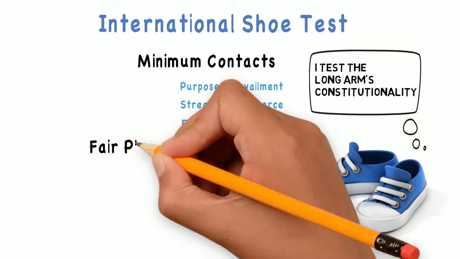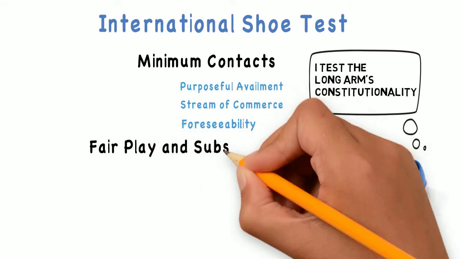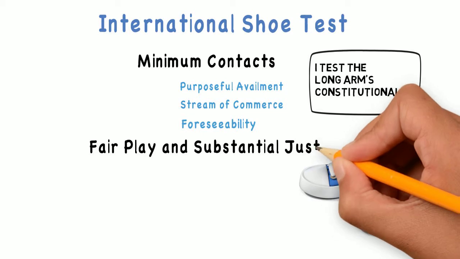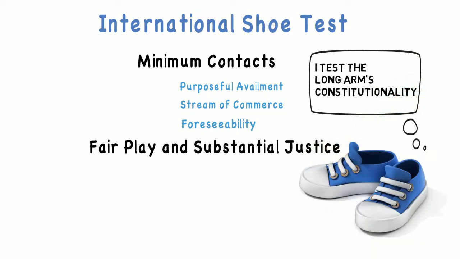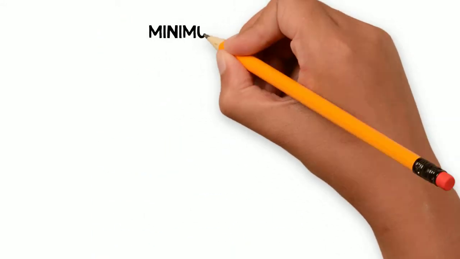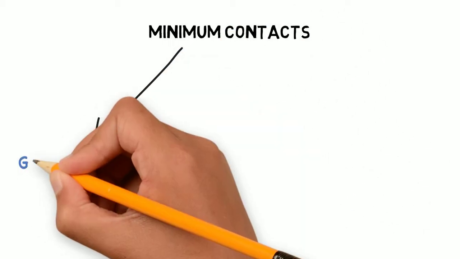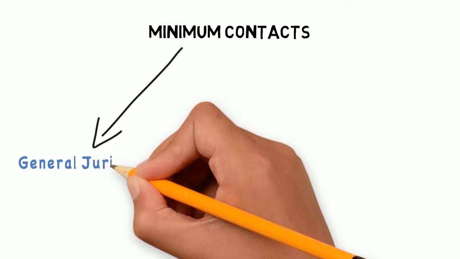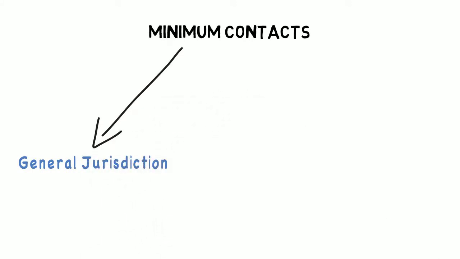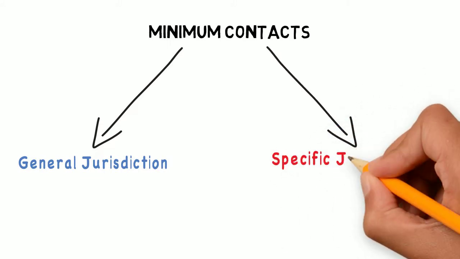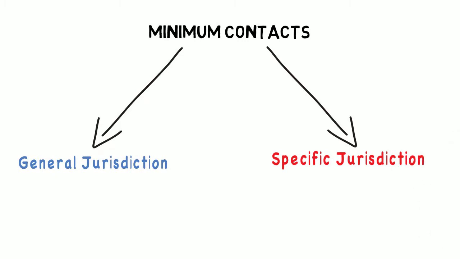The next factor is to consider whether litigating the suit in the forum court would offend what's called fair play and substantial justice. This is more of a balancing test between the burden of litigation on the defendant versus the interest of the forum state and other important policy considerations. Analysis of the minimum contacts test and fair play and substantial justice give us all the information we need to determine whether there were enough contacts to give the forum court either general jurisdiction or whether the contacts were so few that the forum court may only assert specific jurisdiction.